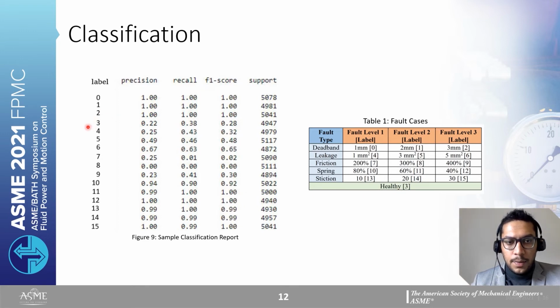Taking a look at the precision column, we can see that it is almost 100% accurate in predicting faults 0, 1, 2 as well as faults 10 to 15, and it is weak in predicting faults 3 to 9.